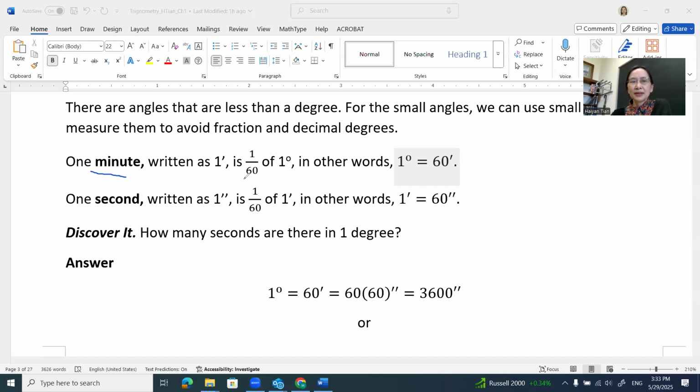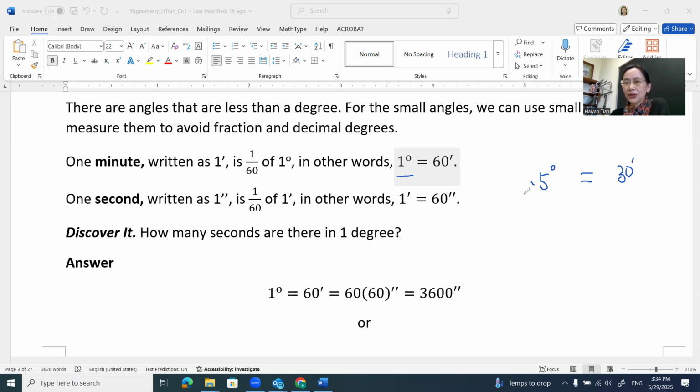1 minute is a fraction of a degree. Or in other words, 1 degree is equal to 60 minutes. So suppose you have 30 minutes, which is only half a degree, right? So that's 0.5 degree.